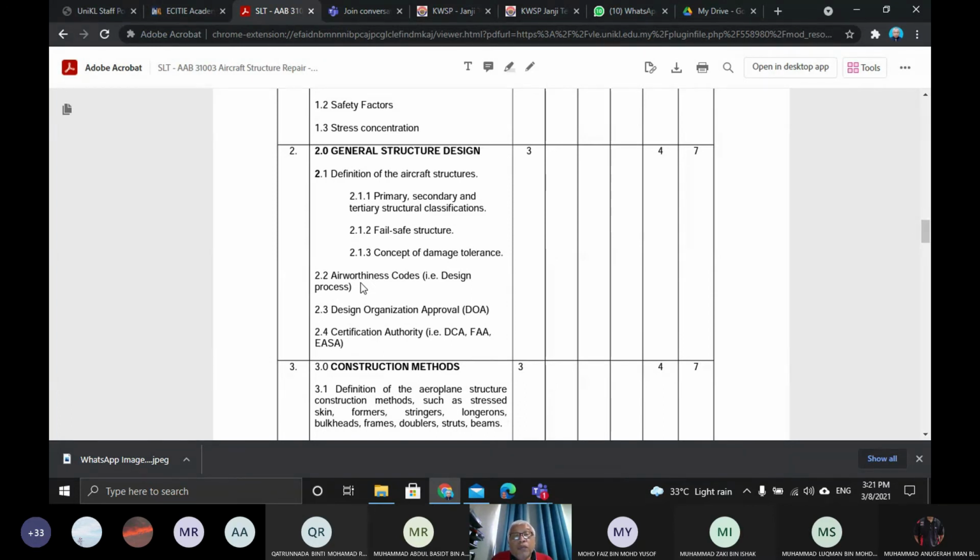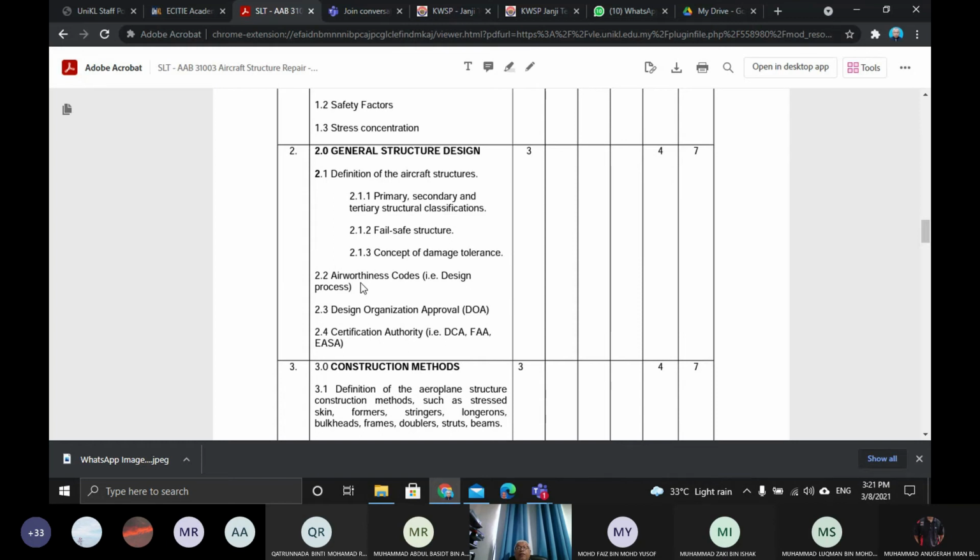And also we go a bit into understanding the design organization. A design organization is an organization approved to design and certify repairs by the authority. In our case, it is the Civil Aviation Authority of Malaysia. And then we also give you some information on aviation certification authorities, because as you work on civil aircraft, you have to deal with these agencies when you are doing structure repair, design analysis, and embodiment of the repair.